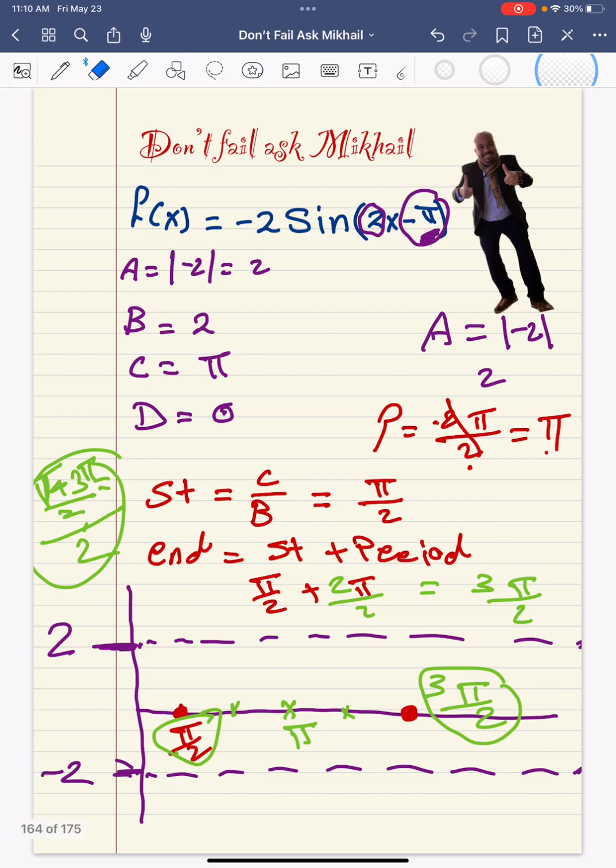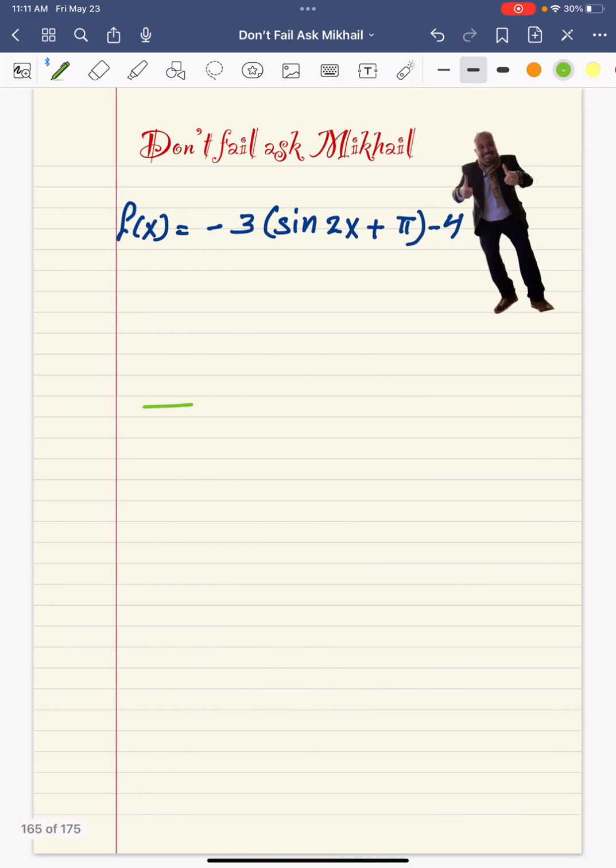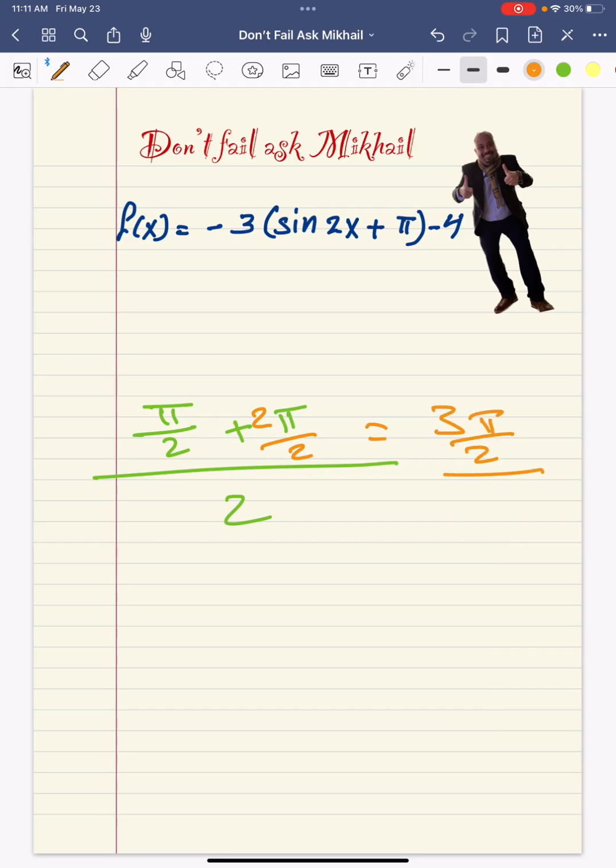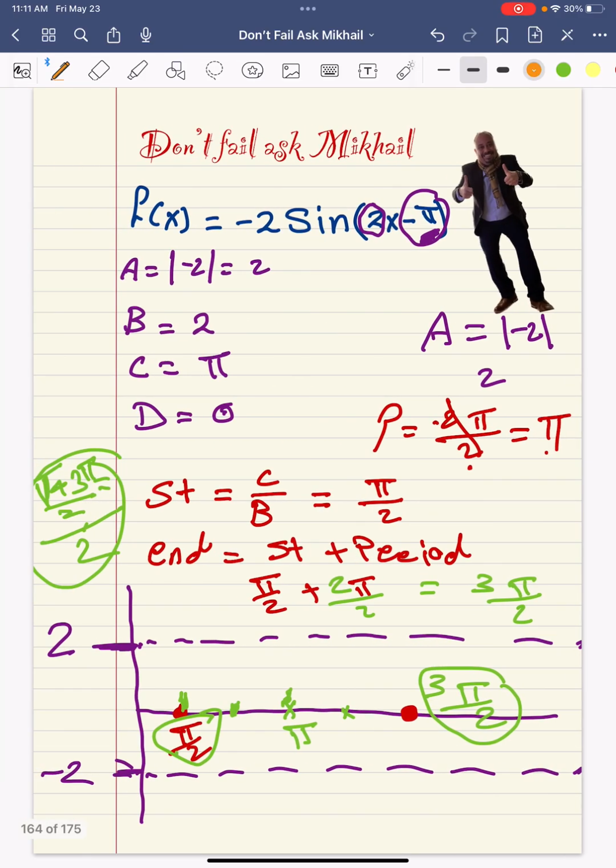The other one here, I want to know this point exactly. What is this? It's in between the pi over 2 and pi. So I add pi over 2 plus pi, and whatever I get, I divide by 2. Common denominator, which is 2 over 2. That will give you 3 pi over 2, everything over 2, which is 3 pi over 4.